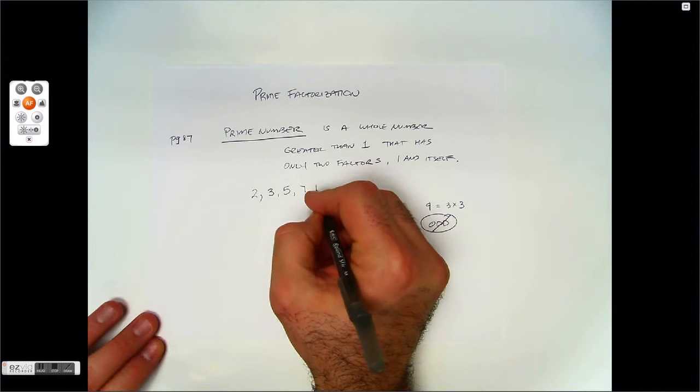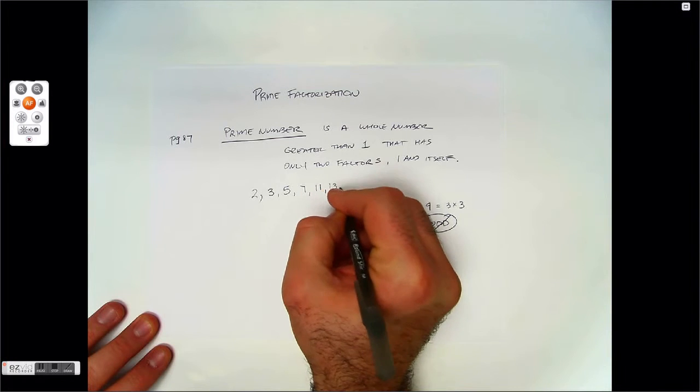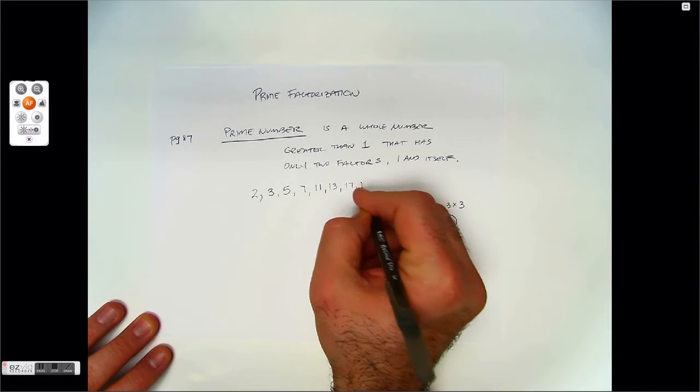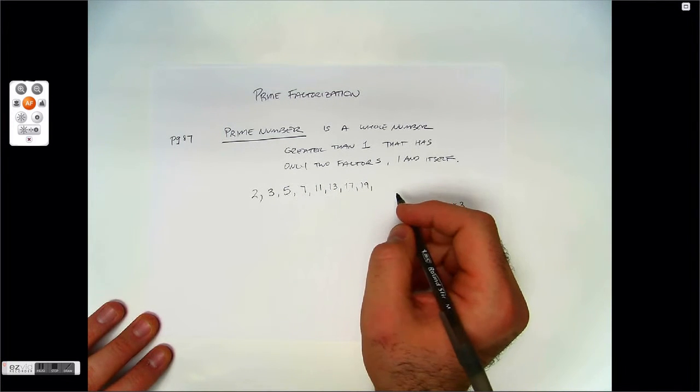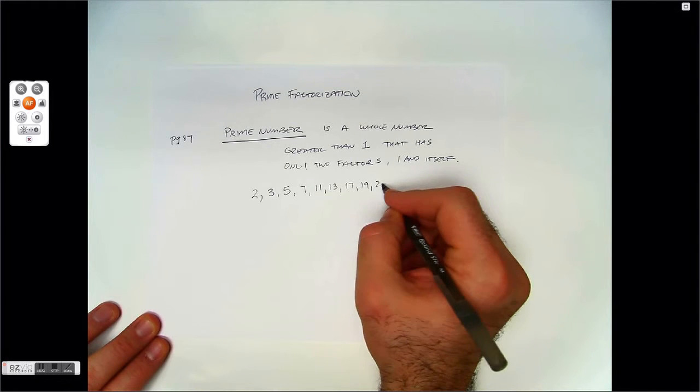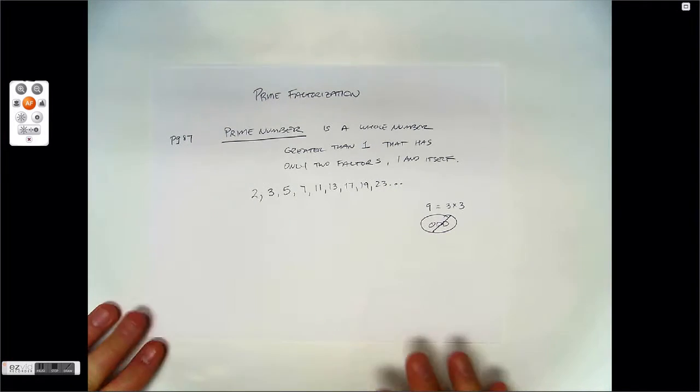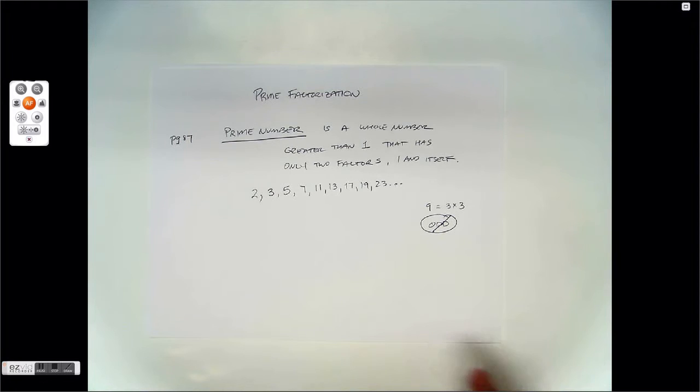So 9 doesn't work, 11 does, 13, 15 doesn't, 17, 19, remember 21 doesn't because of 3 and 7, 23, and I won't keep going here, but you get the idea. You can look up the prime numbers. You can go on the internet right now and pull up a list and get prime numbers almost to infinity. And I do recommend you keep that in mind as we work through these. But this is going to help us.